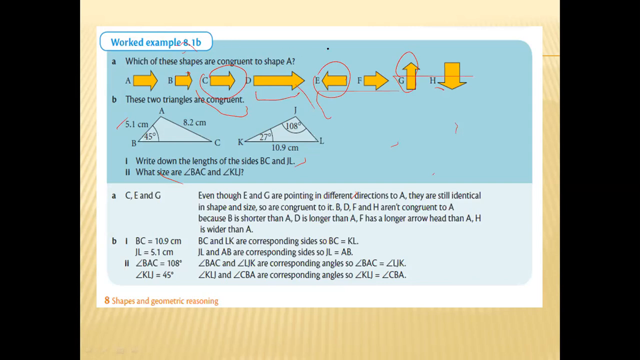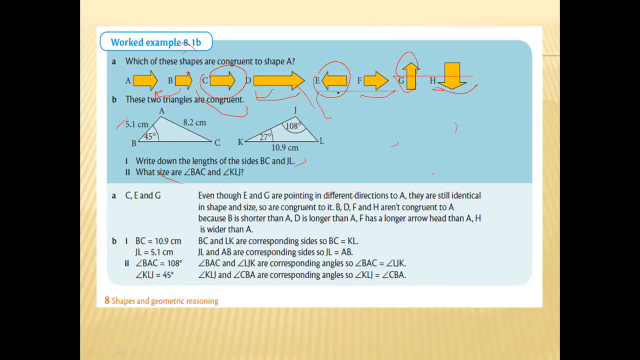Okay, so what was here? B, D, F, and H are not congruent to A because B is shorter than A, and D is longer than A. F has a longer arrowhead than A. H is wider than A. That's why they're not congruent to A.